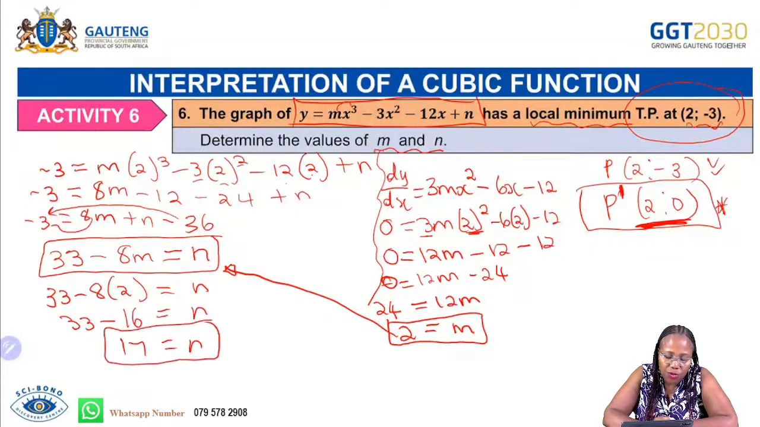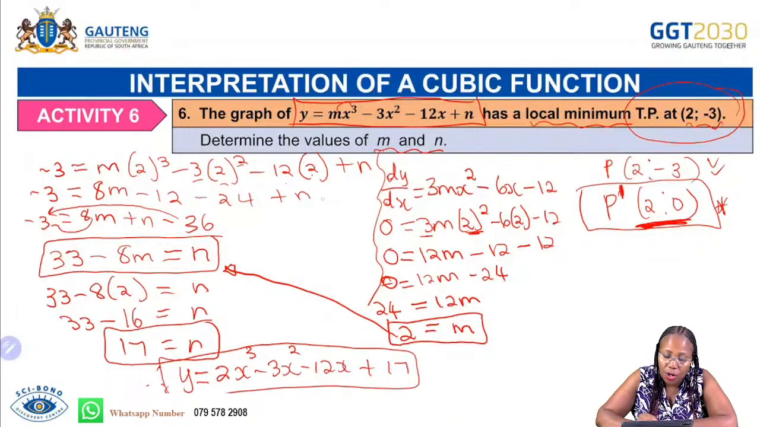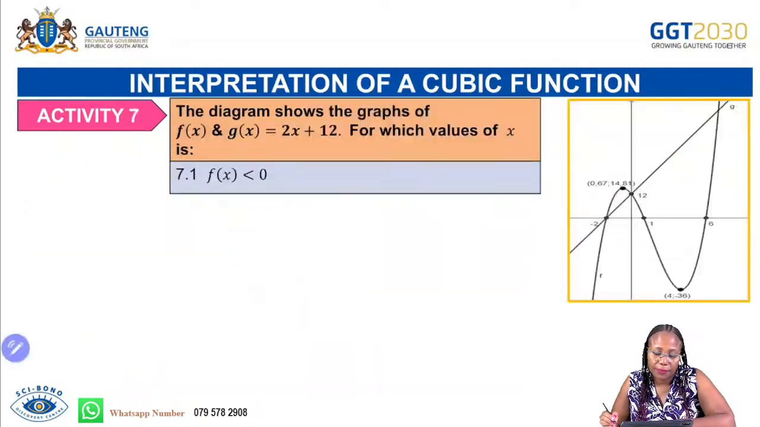So, happy grade 12, we have the value of m and n. So the actual equation here is therefore y equals, m is 2, that means it's 2x cubed minus 3x squared minus 12x plus 17. That is the correct equation of this cubic function.